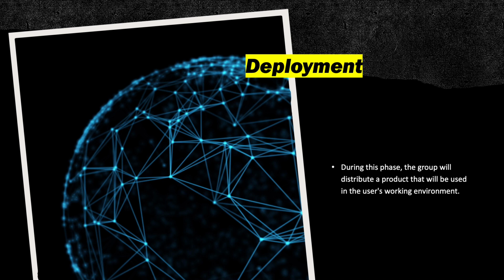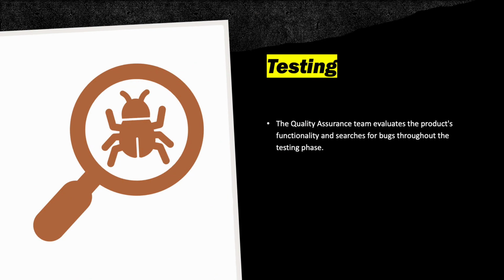During the deployment stage, the team will disseminate a product that has been designed for usage in the operational environment of the user. During the testing phase, the quality assurance team conducts tests to analyze the functionality of the product and looks for any faults that may exist.